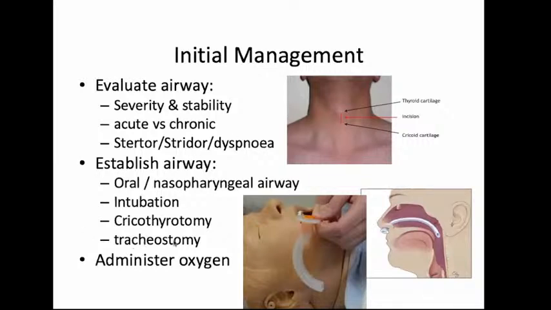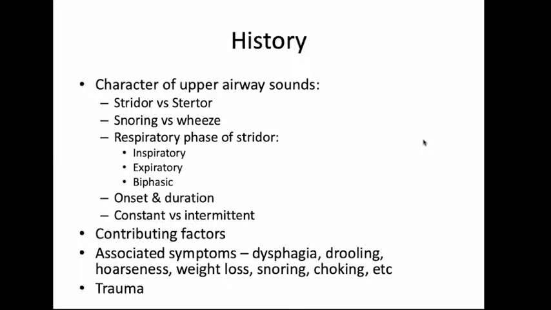And then we have a tracheostomy. We look at how that is done. And once you've established the airway, then you can administer oxygen through that airway. After you are sure that the patient has a good airway, then you want to go into the history. But if the patient was stable and you have to take a full history, you can go ahead and take it.